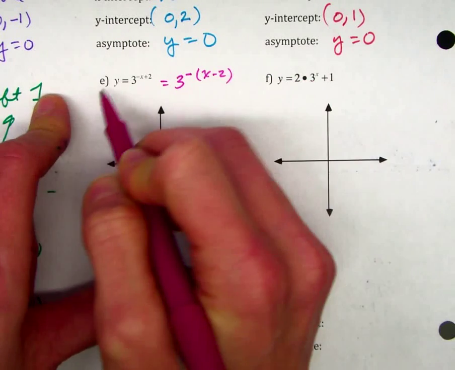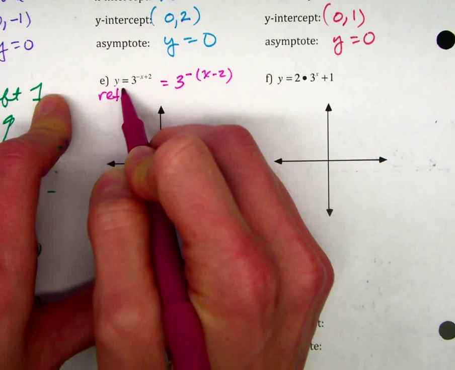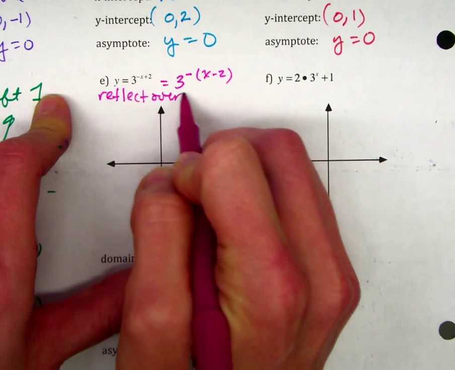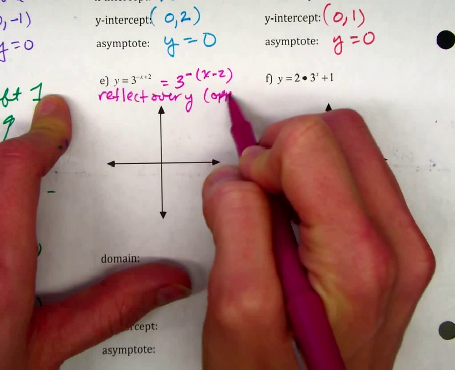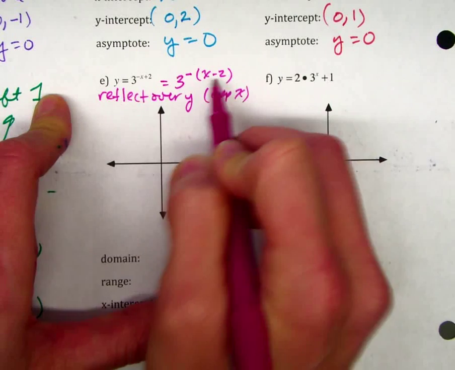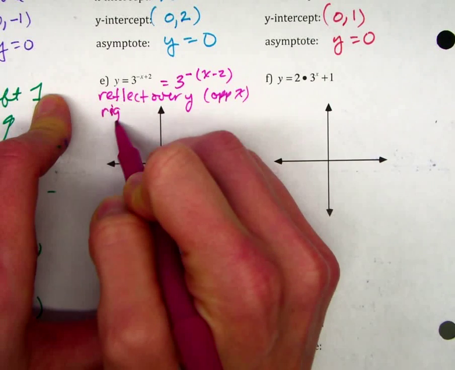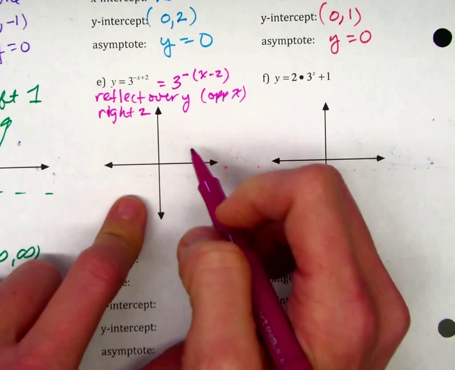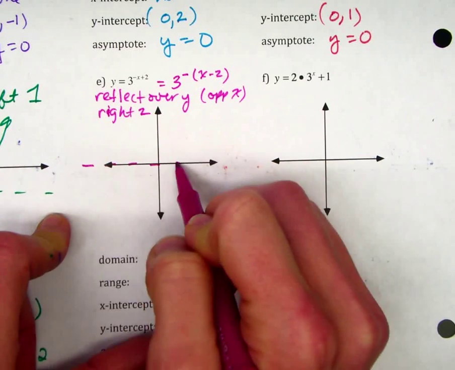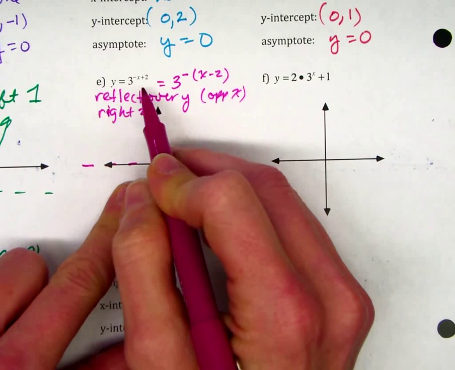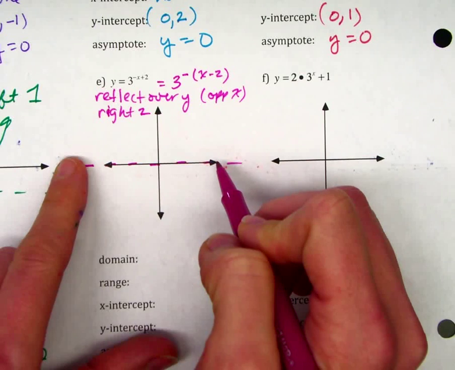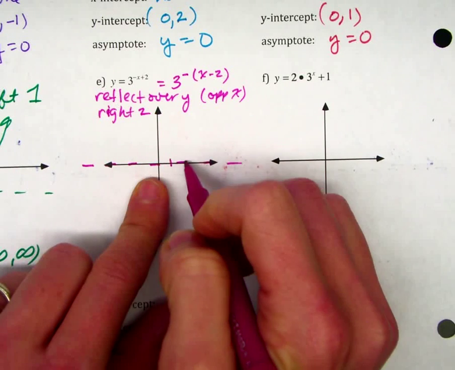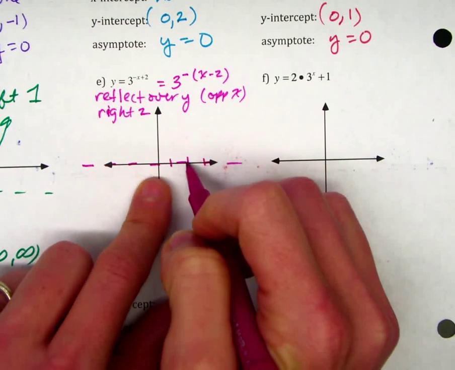And then we know that there's a reflection over y, which means opposite x, and we know that we are going right 2. Okay, so I would start with the asymptote. I recognize that I don't have a translation. I start with that, all right? I'm going to go right 2. All right, this is my new 0, 0 right here.